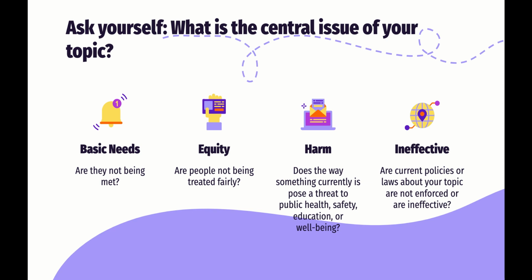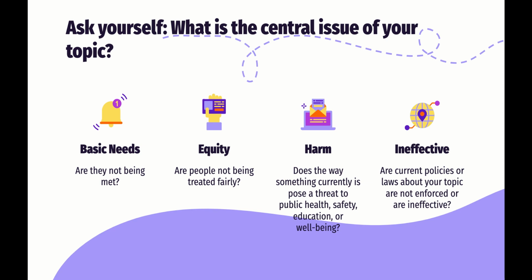Or is this an issue because it's showing the ineffectiveness of something, of current policies or current laws, or maybe the ineffectiveness of the way a government works or the way an institution or organization works? Maybe the laws that are in place are not enforced, or just merely ineffective. So kind of just identifying where you are in your topic in terms of what exactly is the problem is your first step for thinking about your call to action.